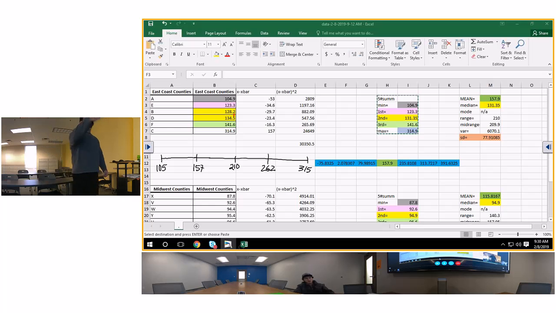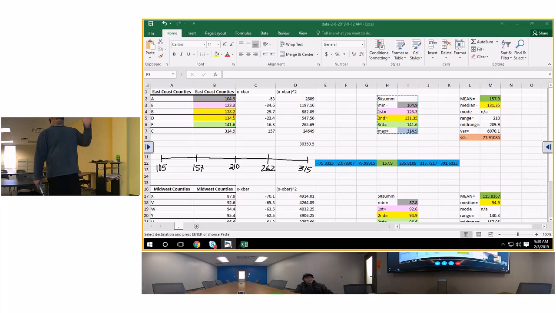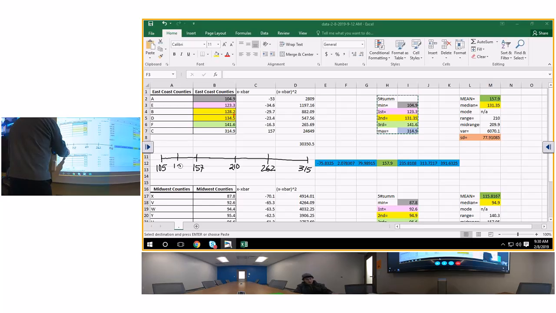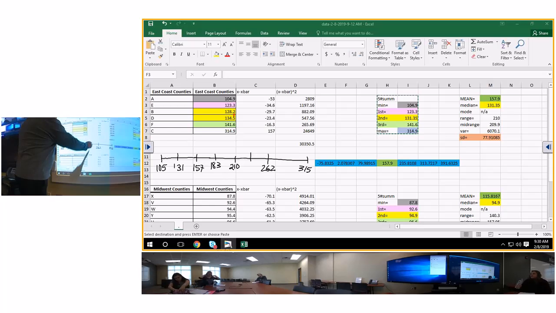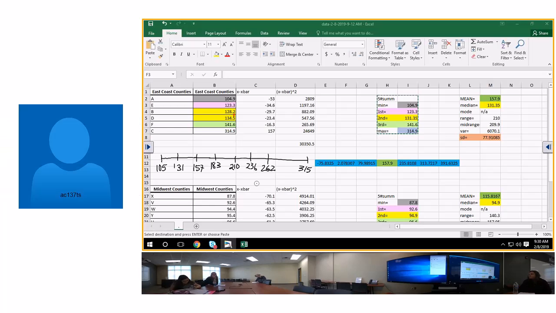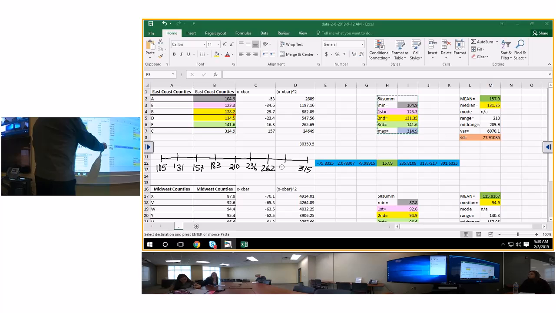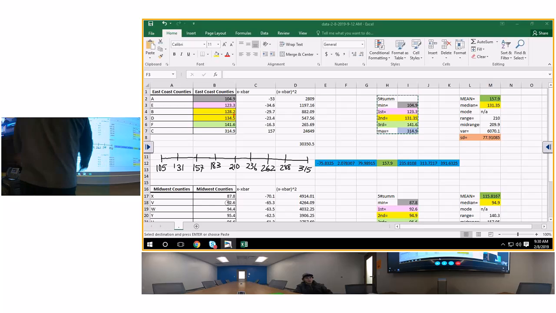Okay, now find the middle of those 5 numbers. 105 plus 157 divided by 2. 157 plus 210 divided by 2. The first one's 131. What's the second one? 183. What's the third one? 236. And the last one? 288. Okay, now I don't have any more room.